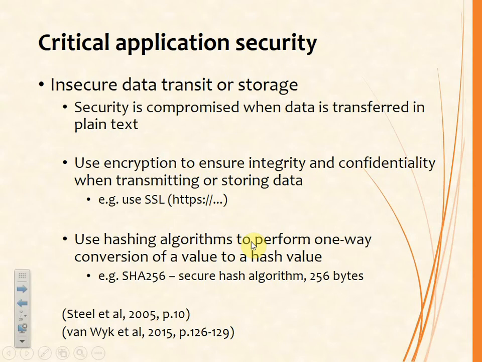A fairly straightforward way of guarding against that is to use a hashing algorithm. Now the thing about a hashing algorithm is that it's a one-way street. You can take the plain text, a password for example, and convert it using the hashing algorithm, but you can't get back again from the hash code to the plain text.